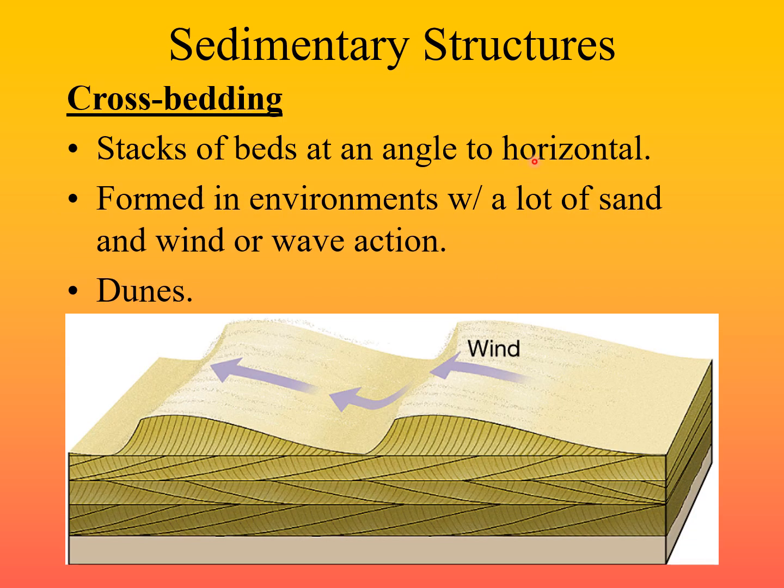So one sedimentary structure that's very common, particularly in sandstones, is something we call cross-bedding. And this is stacks of beds that are either at an angle or horizontal, and they're formed in environments with a lot of sand and wind or wave action, right? And dunes are an example of this on the surface. You can get cross-bedding in dunes.